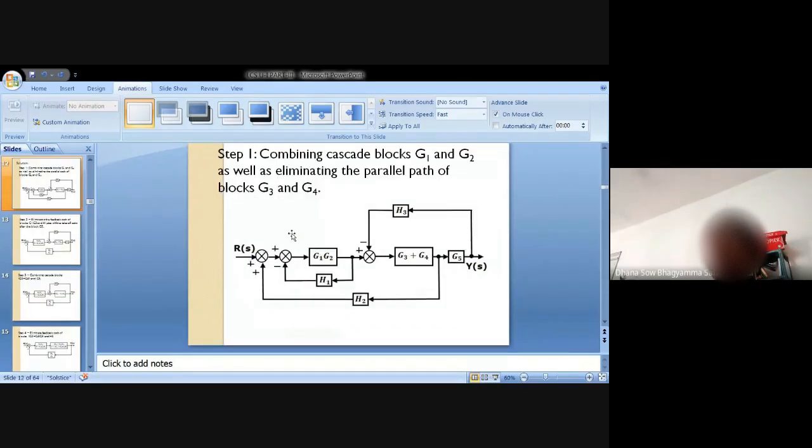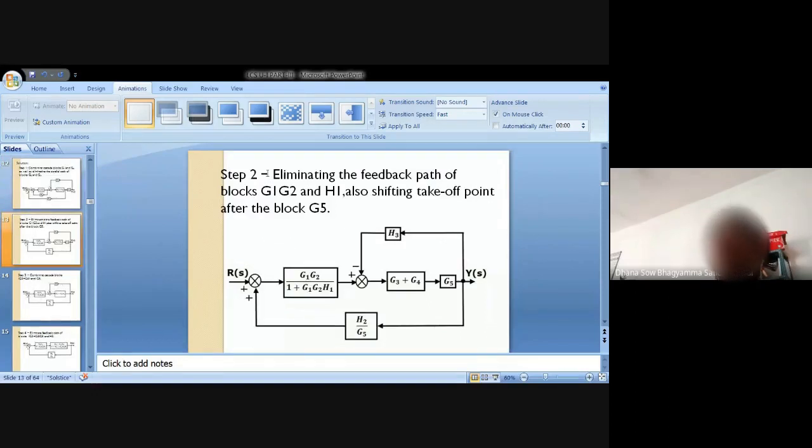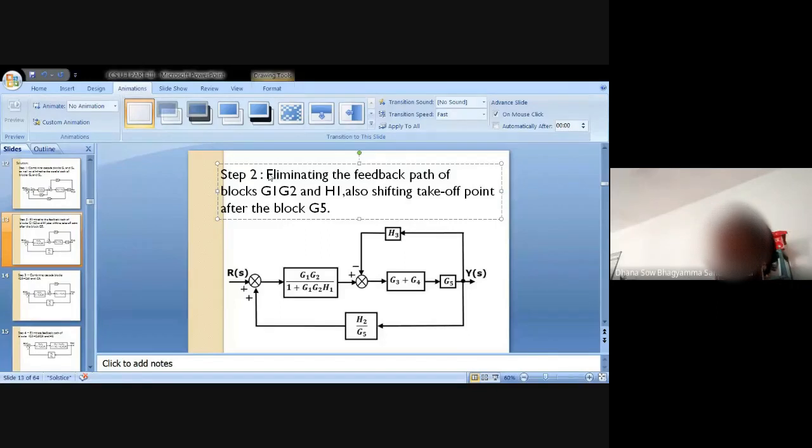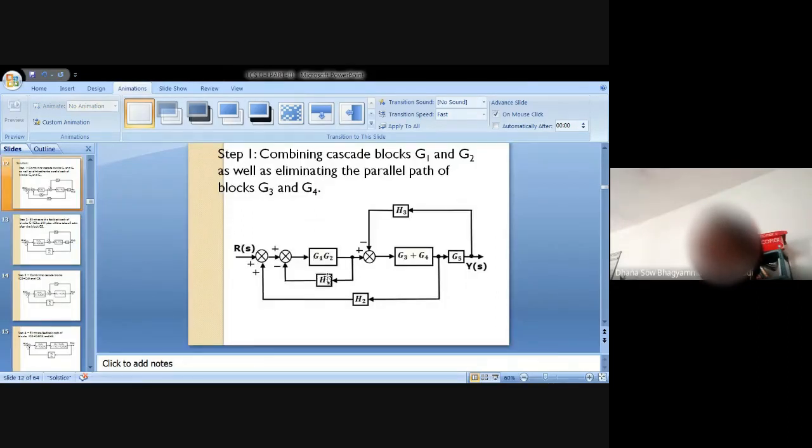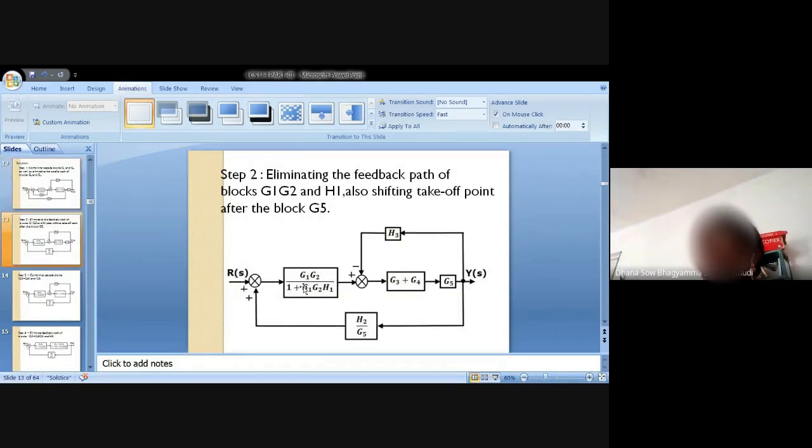So see here, step number 2. In step number 2, I am eliminating the feedback path of G1, G2 and H1. It is a negative feedback path, so I will get G1, G2 by 1 plus G1, G2, H1. Here I have moved the branch point after G5.